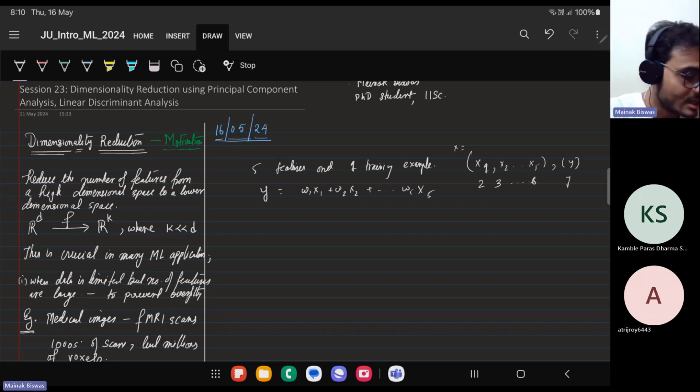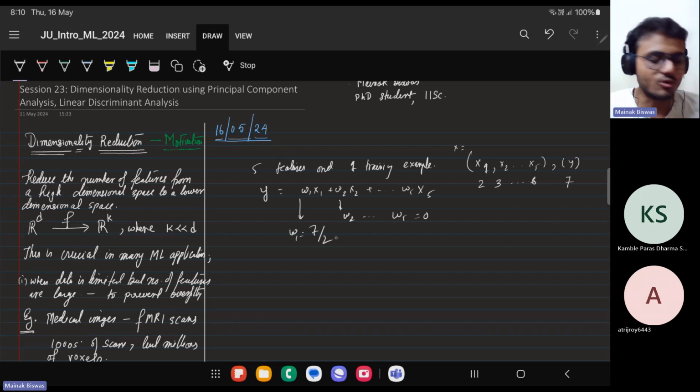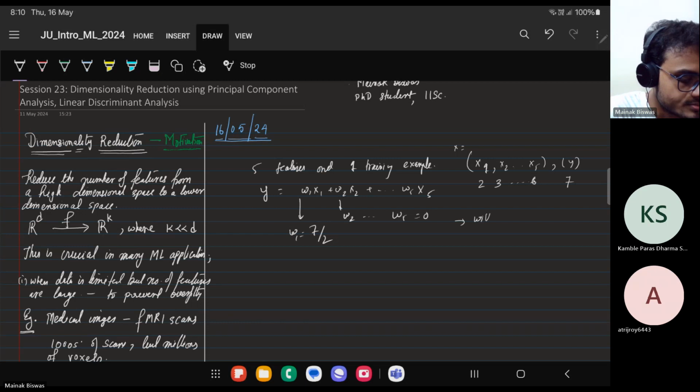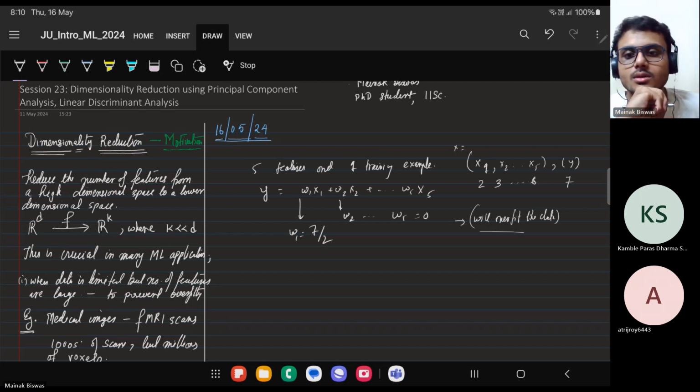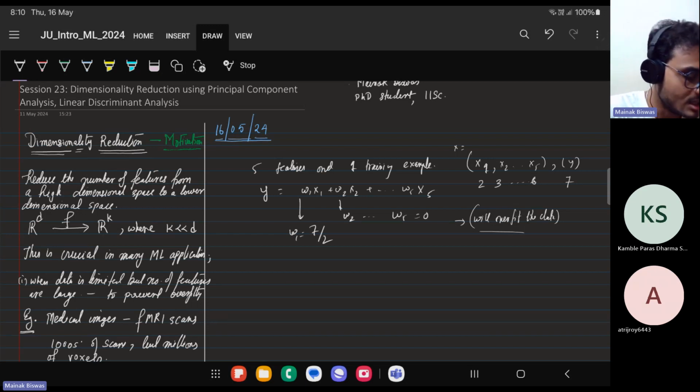In this case, do you agree that I can set w2 to w5 systematically to 0 and make w1 equal to 7/2, and that would train the model, that would overfit the data? Yes or no? Yes. But then when you're given a new example, your decision boundary has become y equals 7/2 x. This is nothing but this line.